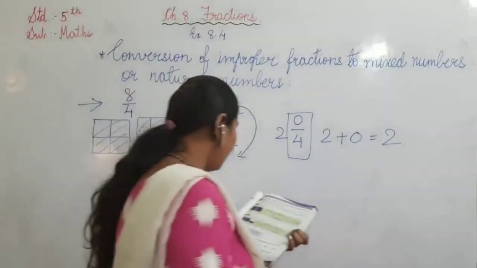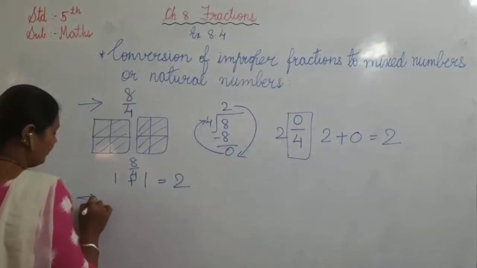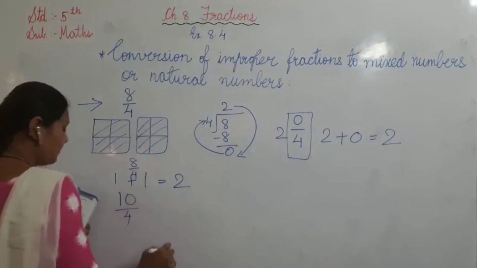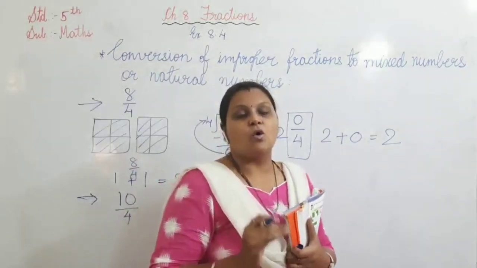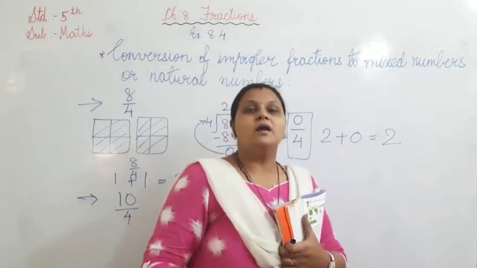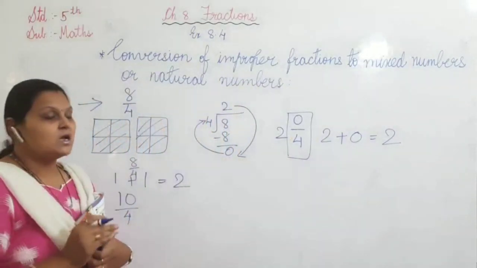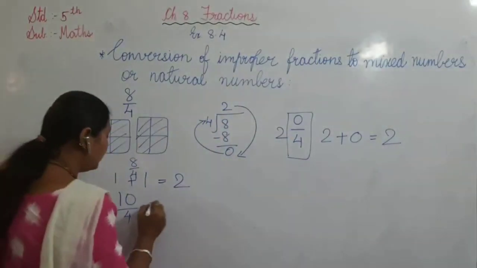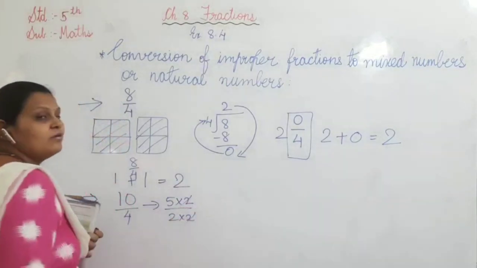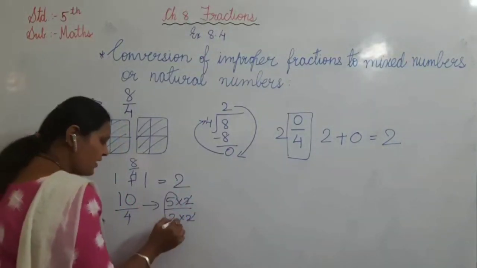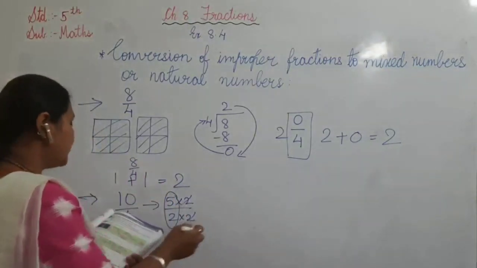Next is convert 10 upon 4 to a mixed number. Now 10 upon 4 we will convert into a mixed number by division. First, either you convert this into lowest terms or you can do direct division, but it is always advisable to convert this into lowest terms first. Let us see how. Here 5 2s are 10 and 2 2s are 4. So 2 and 2 we can cut. So the lowest term is 5 upon 2. We'll understand lowest terms in detail after a few exercises.